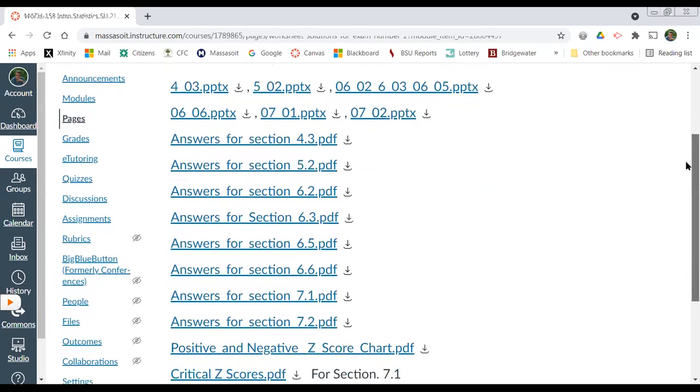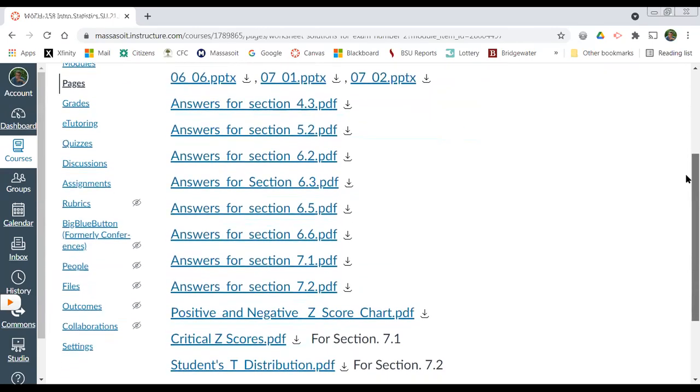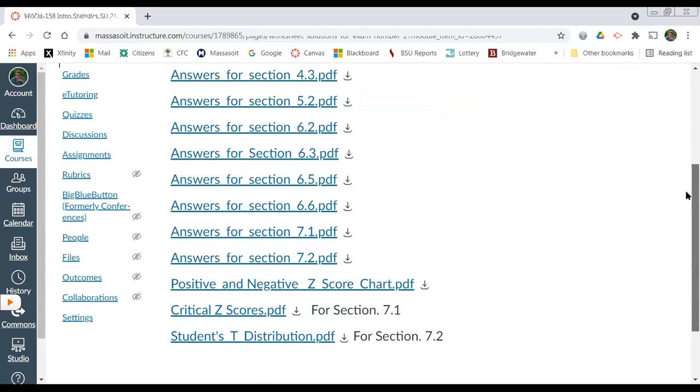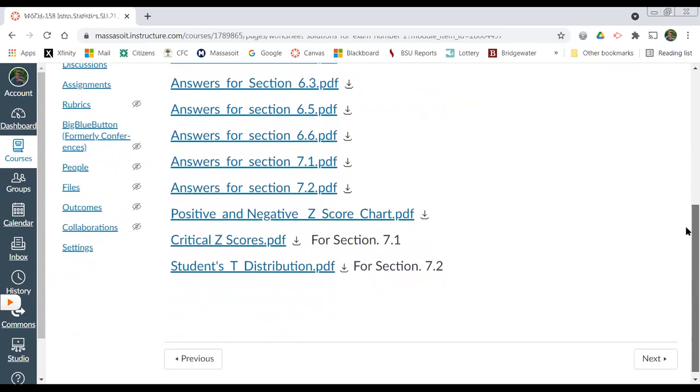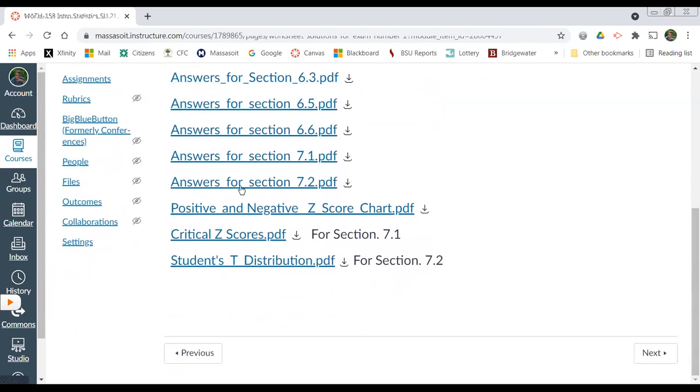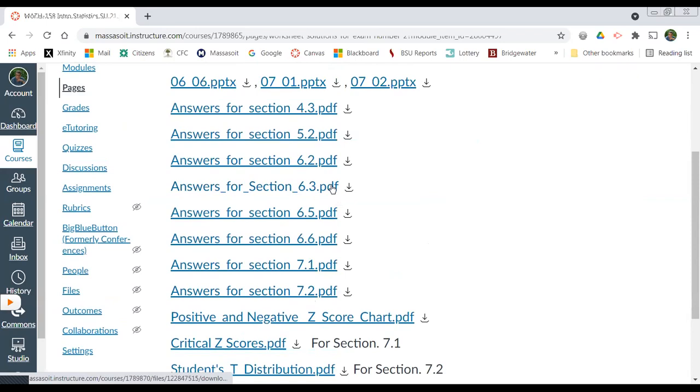You can download them. All right, so the test is going to cover 4.3, 5.2, 6.2, 6.3, 6.5, 6.6, 7.1, and 7.2. So these are the answers, but more than answers, they're also screenshots. What I think would be helpful, just an idea, if I were taking this test, because using the calculator, we're kind of all over the place.